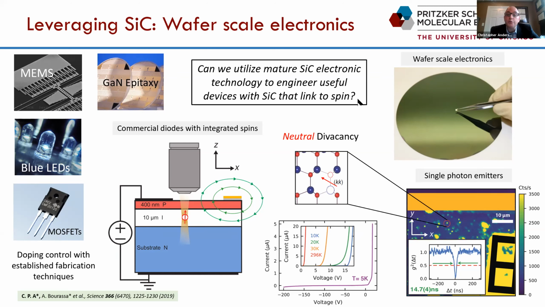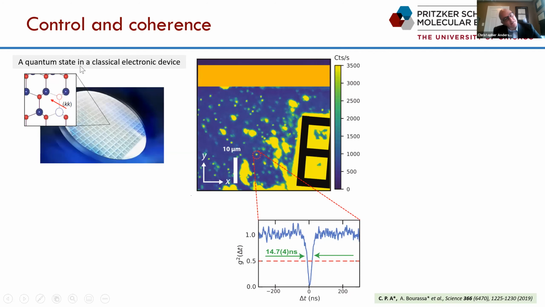And I want to stress that these are neutral divacancies. They're a particular charge state of this divacancy. If I add or remove charges from the system, the spin structure changes, the optical structure changes, and all these nice properties go away, and it won't emit light anymore, essentially. So we have what we like to call our quantum state in our classical electronic device.